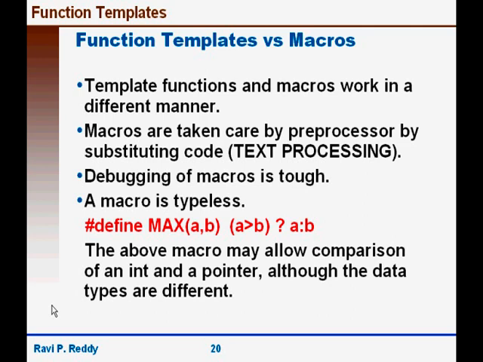Let's look at how function templates compare against macros. Template functions and macros work in very, very different manners. Macros are taken care of by text substitution or text pre-processing, so debugging of macros is tough. A macro is essentially typeless. For example, if you define a macro for max of A and B, the macro may allow comparison of different types of data. There is no way to ensure that A and B are of the same type.